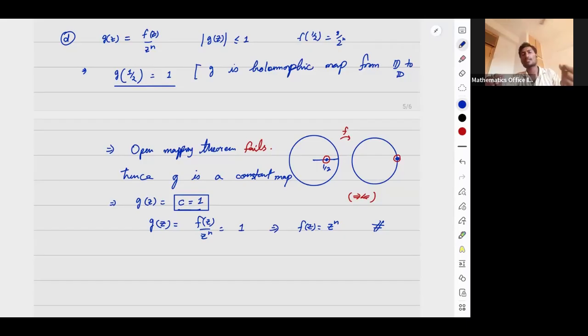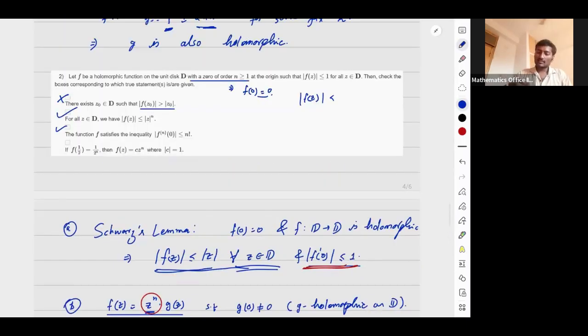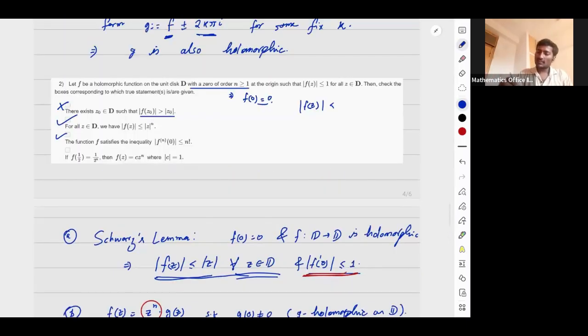So the constant is exactly equal to 1. Now f(z) by z to the power n is 1, so f(z) is z to the power n, and the proof is done. Right. I hope you like this proof. This is true.